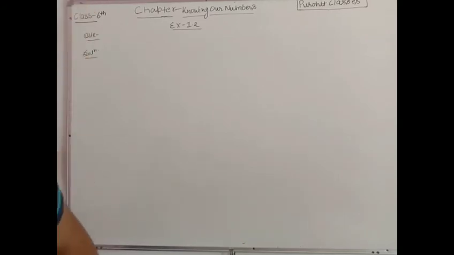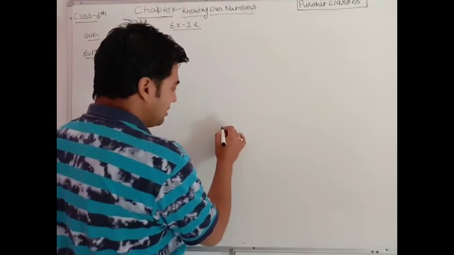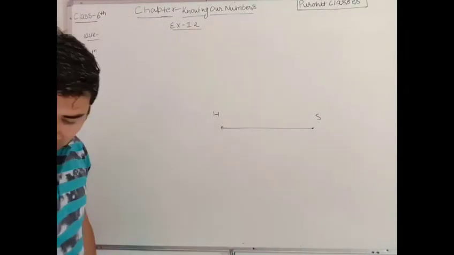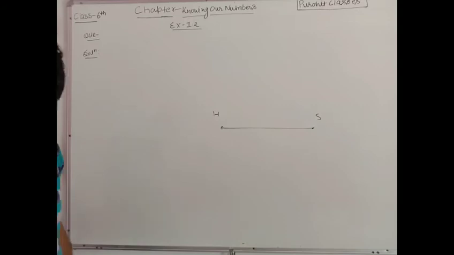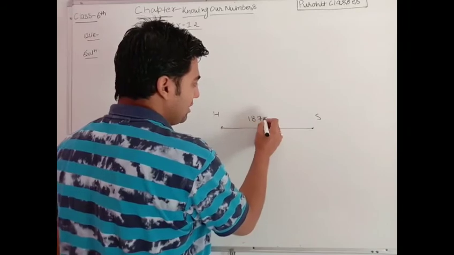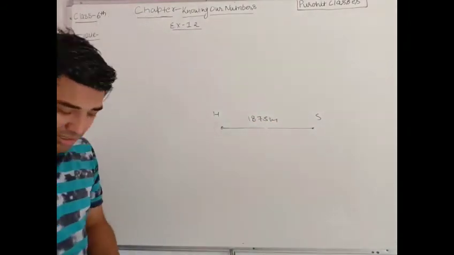Now let's see question number 11. It says the distance between the school and the house of a student is 1 kilometer 875 meter. Let's say this is the house of a student, this is school. This distance is given 1 kilometer 875 meter. Again in the question the units are different. Let us convert this in the same unit. So what will be better? Let's go with the smaller unit. So 1 kilometer equals 1000 meter, and 1000 meter plus 875 will become 1875 meters. So this is the distance between home and school.